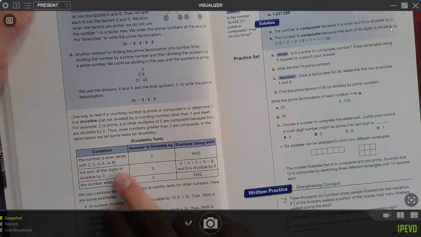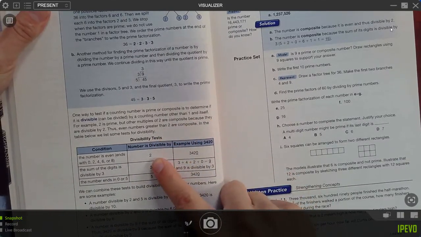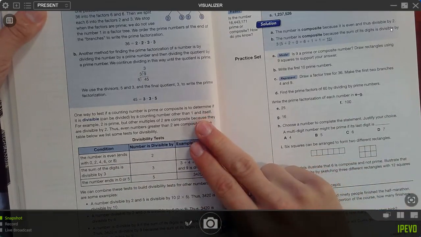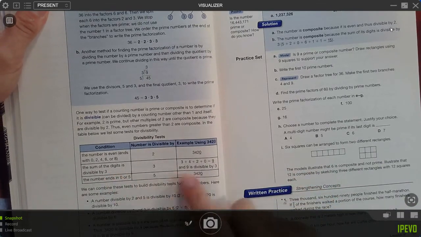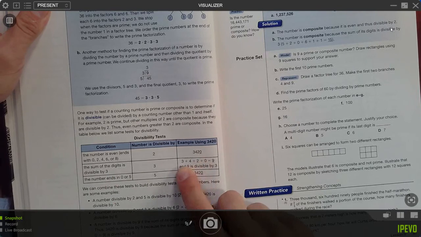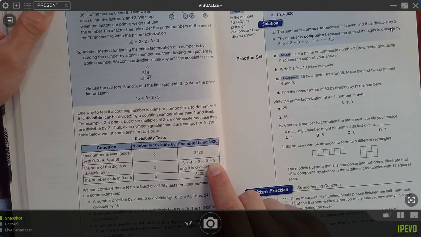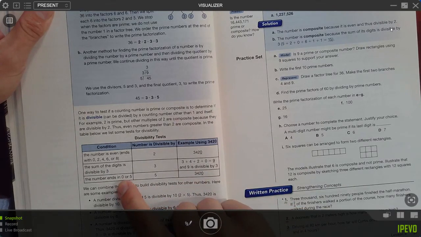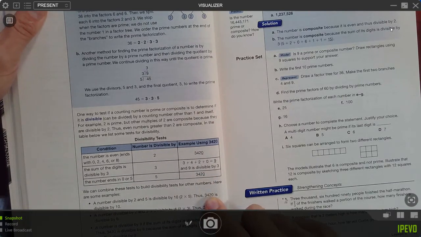So one way to test if a counting number is prime or composite is to check if it is divisible. Is it even? Then it's absolutely divisible by 2, right? So it has another factor. Can the sum of its digits be divided by 3? So 3, 4, 2, 0. 3 plus 4 plus 2 plus 0 equals 9. Just knowing that's 9, I know that 3 can easily divide into this. If the number ends in a 0 or a 5, then it is divisible by 5. Okay.